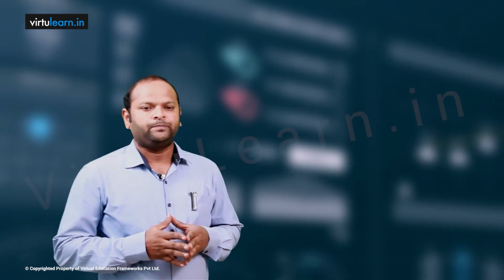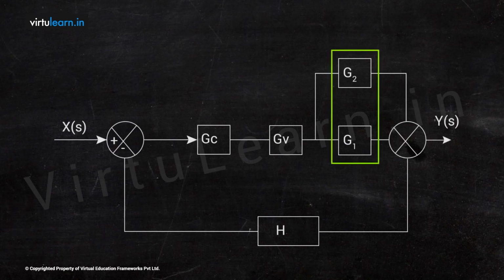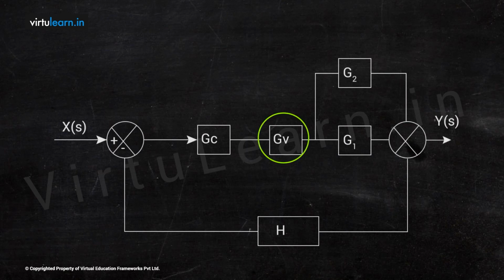Look at this example. In this system, I have two processes G1, G2. These two processes are connected in parallel. Before that I have a final control element having transfer function GV, and there is a controller transfer function GC, and for the whole system I have a feedback transfer function H connected back to the summing point. Now input is X and output is Y. I need to find the overall transfer function of this process using block diagram reduction technique.